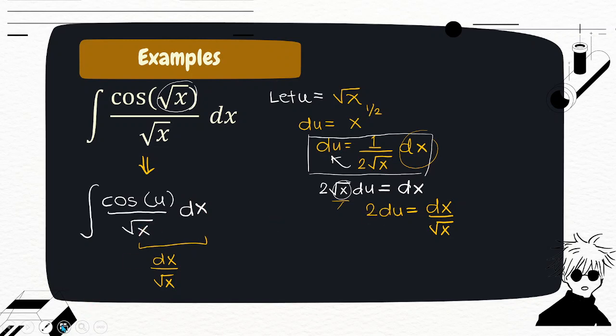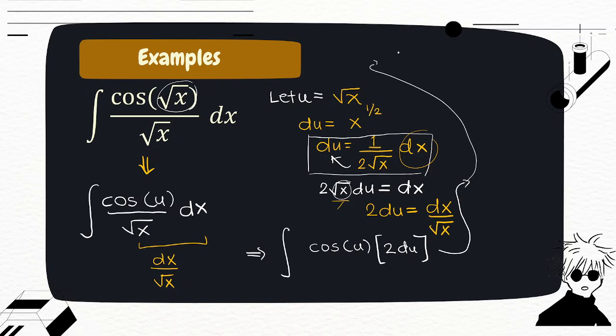So substituting that one, we can get cosine u times 2 du. What's the integral of cosine u 2 du? So the integral of cosine u is sine u, di ba? Ano ba yung u ko? Replace natin si u. So, ano ba yung u ko? Ang u ko ay square root of x. So it becomes 2 sine of square root of x, then plus C na lang lalagay ko. Tama? Nagets?